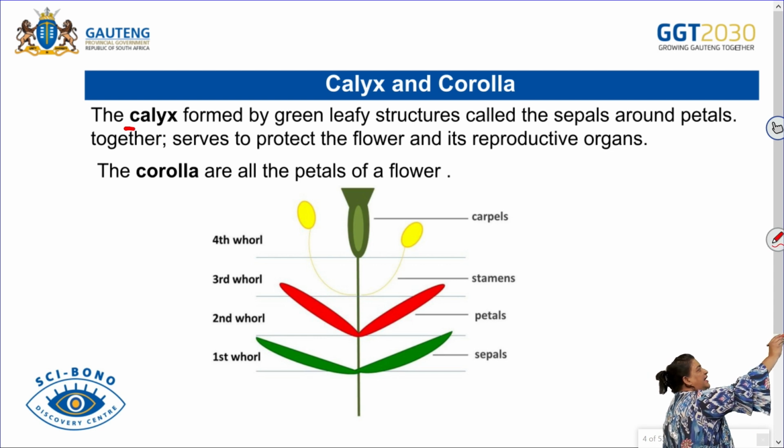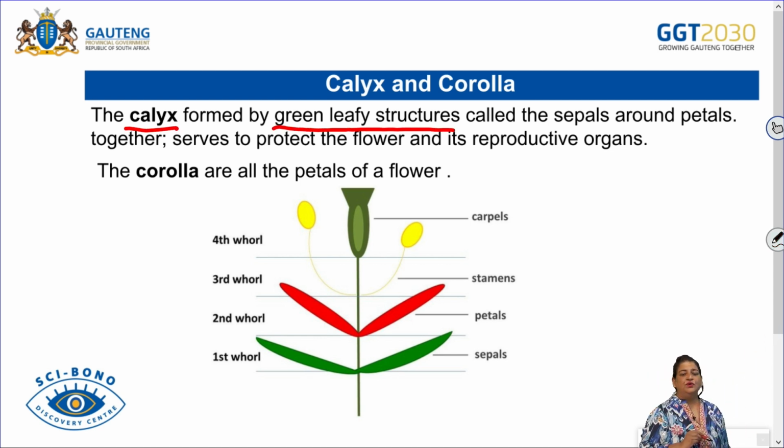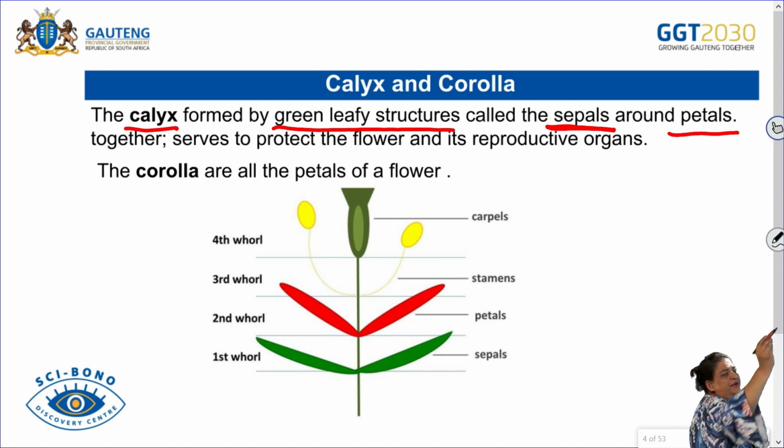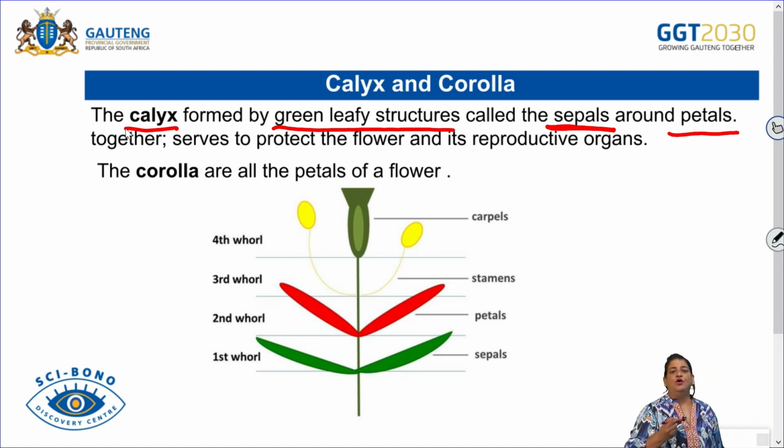Remember that the calyx has green leafy structures. So those green leafy structures, green, what does it mean? It has what? Chloroplast. So that's very important, because the calyx on its own is able to photosynthesize and transport food for the flowers, for the androecium, for the gynoecium. Right. So the little leaves of the green calyx are called sepals, and they protect the part called the petals, and the petals form your corolla.